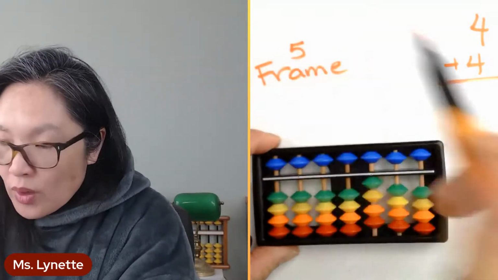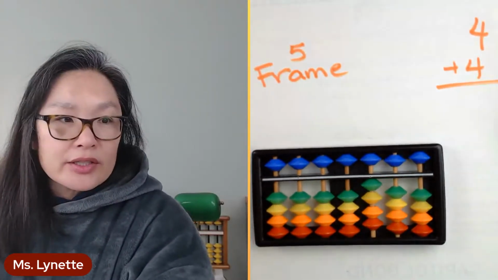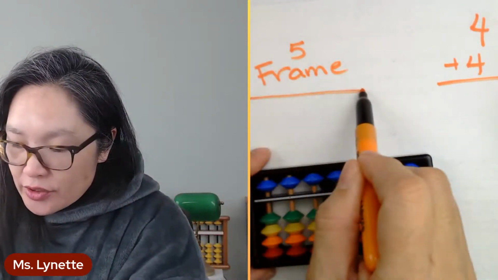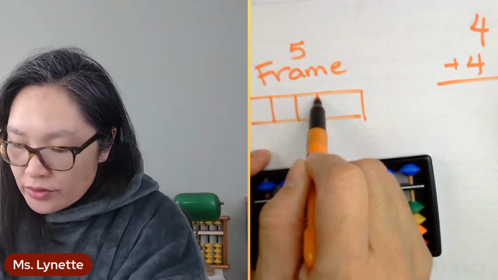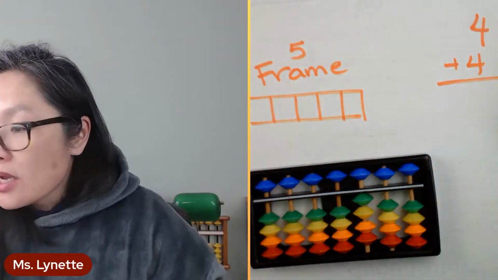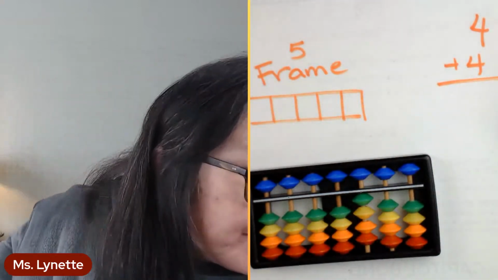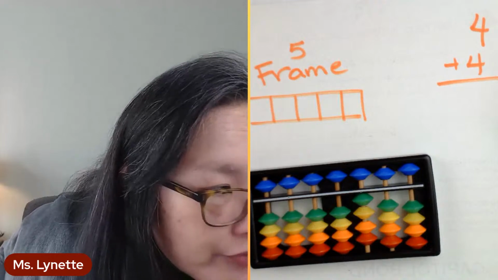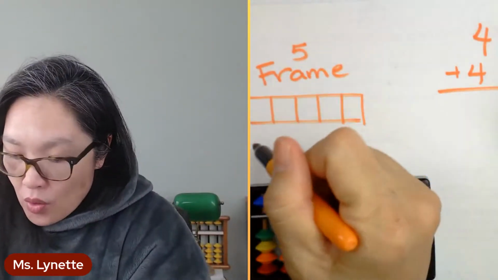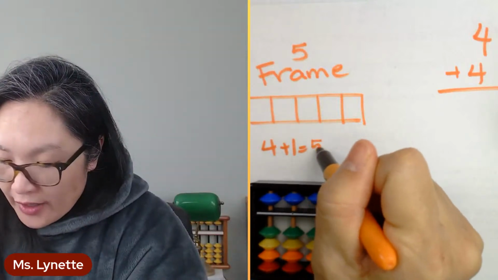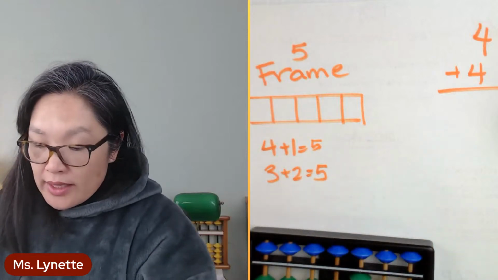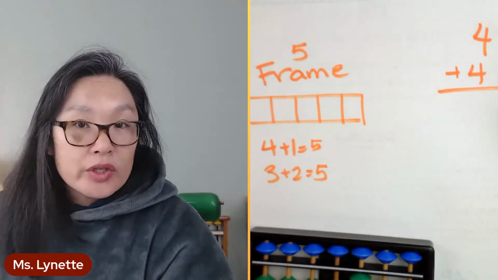What's the 5 frame? Well, the 5 frame is part of trying to understand the bigger picture of how numbers work, right? So in school, we actually teach them the 5 frame, right? 1, 2, 3, 4, 5. We know we have 5 columns or 5 boxes. So in these 5 boxes, we know that 4 plus 1 is equal to 5. And then 3 plus 2 is equal to 5. We know this. Well, in abacus, we actually take it one step further.